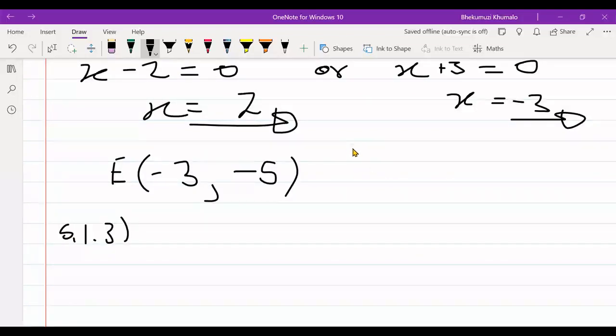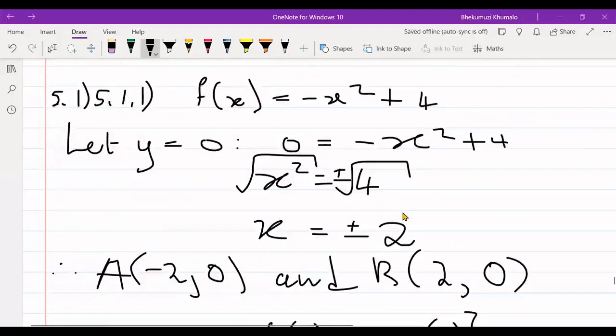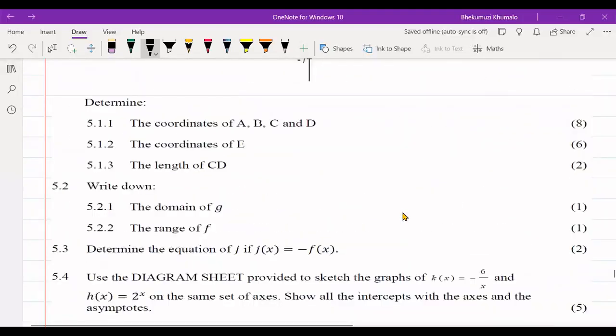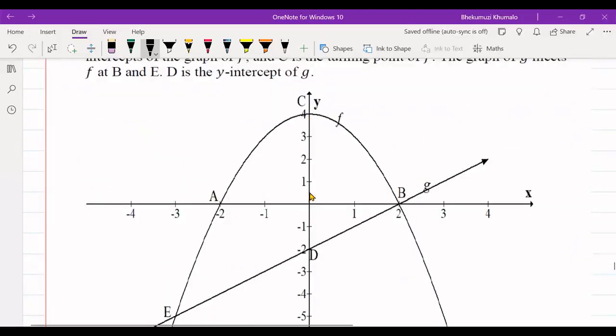Oh, so you would have said I use g of x, -3, and this is -3 minus 2. That's just -5. Okay, so this is 1.3. And then they ask us the length of CD. So the length of C to D, from C to D.